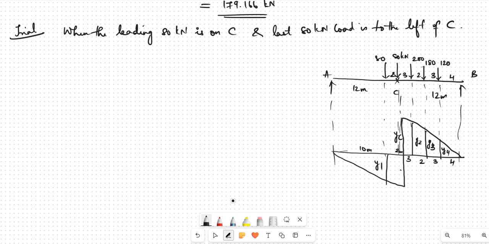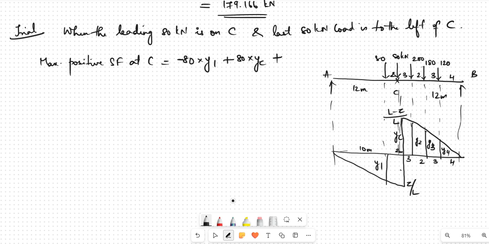So you have YC which is (L minus Z) by L for this triangle, and here you have Z by L for this down triangle. For this loading condition, maximum positive shear force at section C in this case is given by minus 80 into Y1 plus 80 into YC plus 200 into Y2 plus 180 into Y3 plus 120 into Y4.